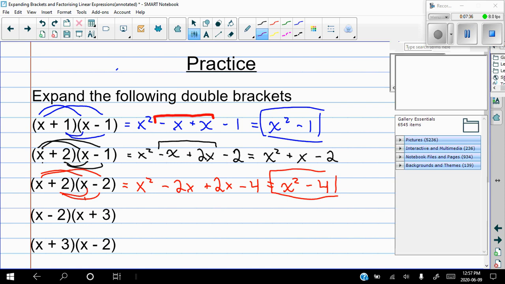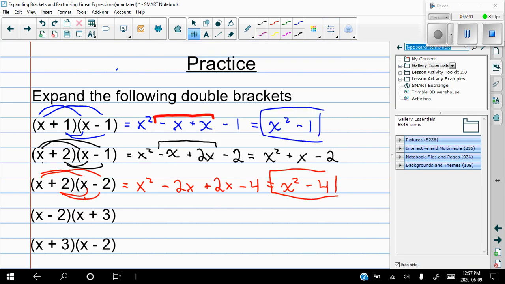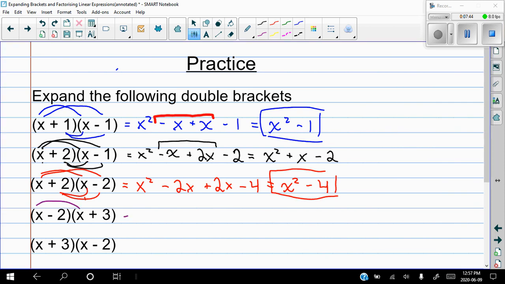The next problem here, we have x times x at the beginning. So we're going to get x times x at the beginning, results in x squared. Again, x times positive 3 is positive 3x. Then we have -2 times x, which is -2x, and -2 times positive 3, which is -6. Looking at those inside two terms, 3x minus 2x is x, so we can write x squared plus x minus 6.